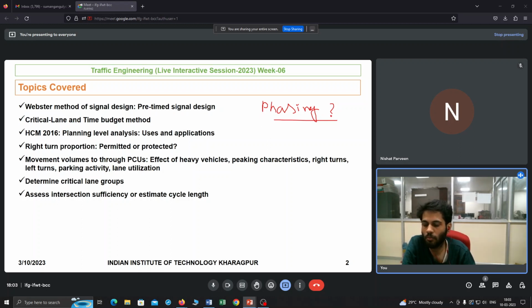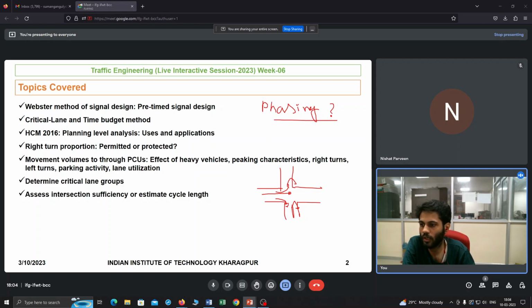Basically phasing means, because an intersection is a shared space, right? If I draw an intersection here, suppose it's a four-legged intersection, because there are four legs, right? 1, 2, 3 and 4. Now there are vehicles coming like this, maybe like this, and also maybe from here, right? So vehicles are coming from all directions. Now which one to give priority, and when to give priority? Because if you are not restricting the movements and at the same time your traffic volume is high, then there are chances of collision, right, or conflicts. So that's why we want to separate out these movements.